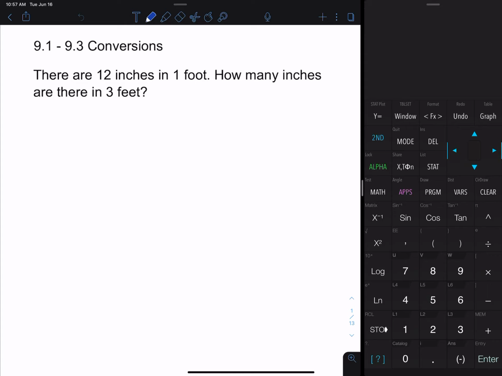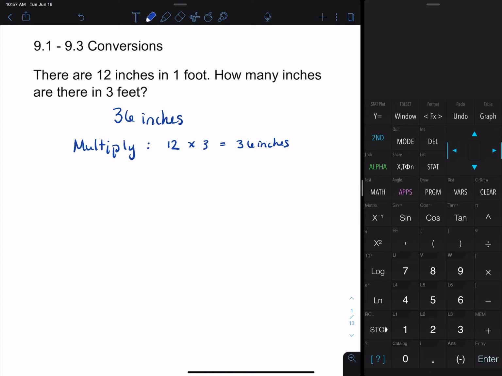Let's talk about how to perform conversions. So first, let's look at an example that is a little bit straightforward and some of you may have seen before. It says there are 12 inches in 1 foot. How many inches are there in 3 feet? Most of the time, if I ask this in class, people can tell me pretty quickly that it's 36 inches. And they're telling me that they can get this by just multiplying. So you can do the 12 inches times the 3 feet to get the 36 inches.